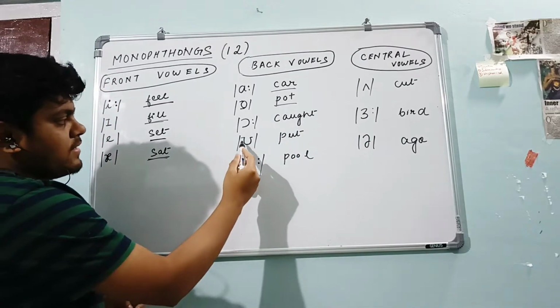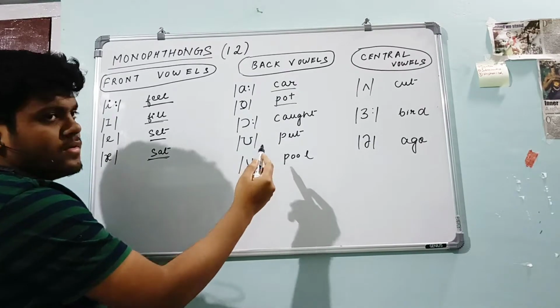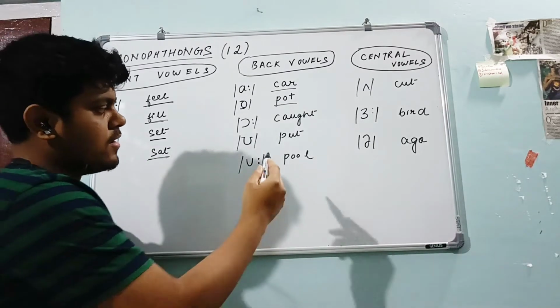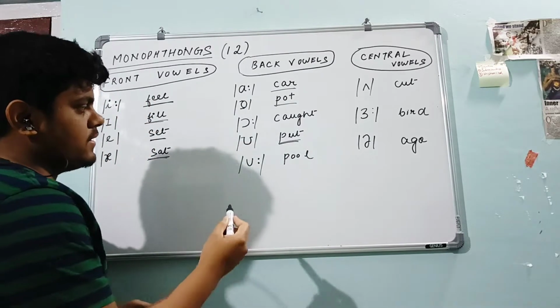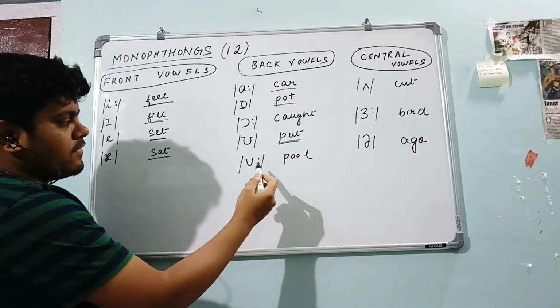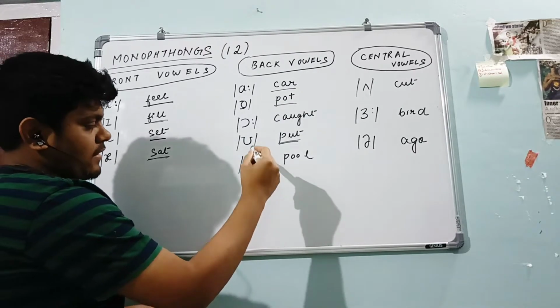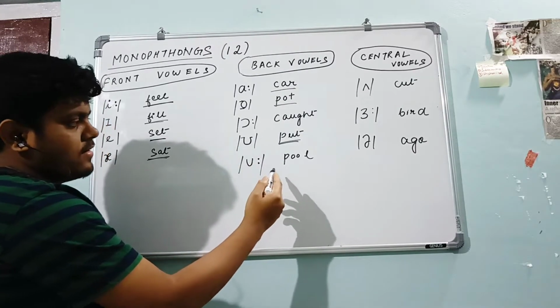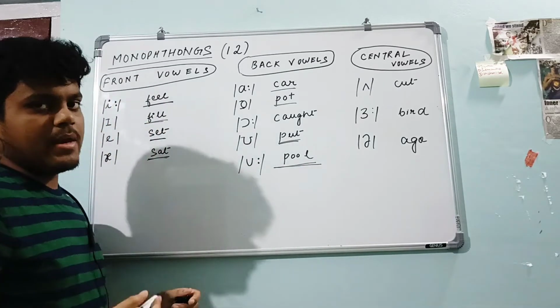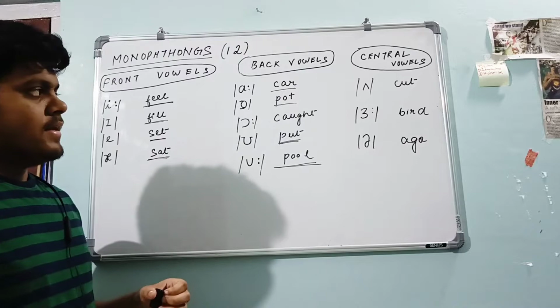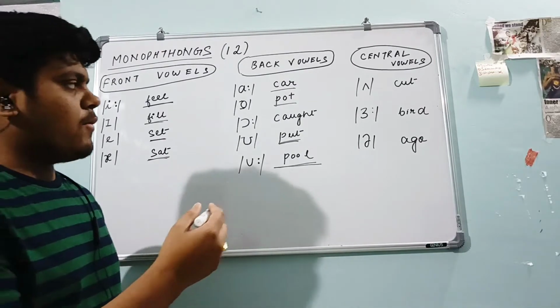Then comes the short version of the U sound, as in put. Put. Then the longer version of the U sound. That's why we have these two dots here, represented by the word pool. Pool. Swimming pool. And at last we have the central vowels.